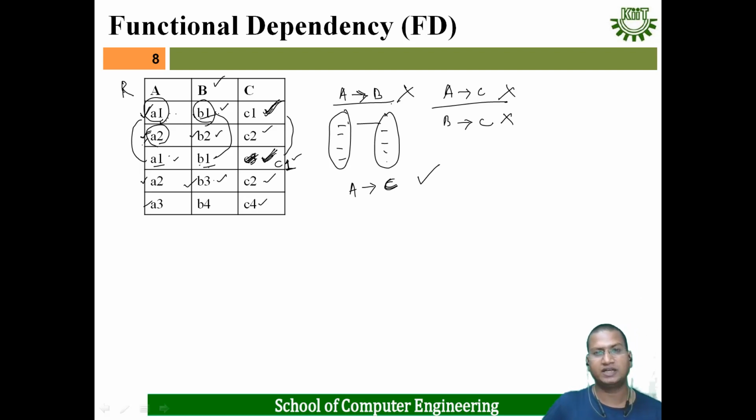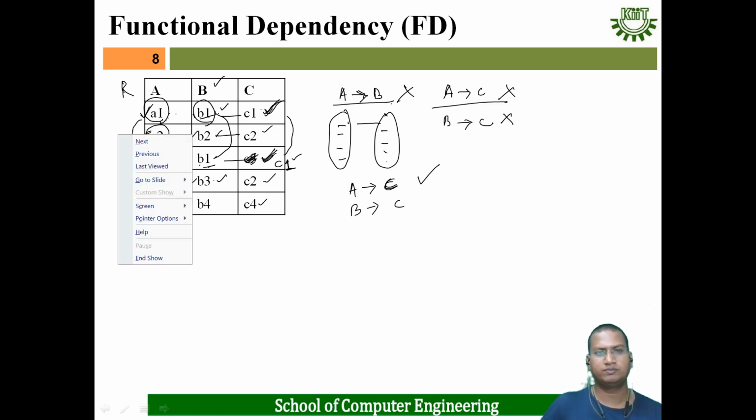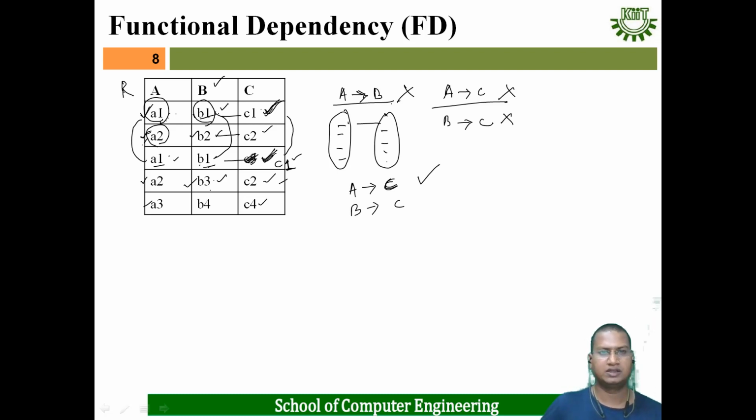Then check whether B is functionally determining C or not. For B1, C1 is there; B1 is associated with C1. Again B1 repeats here, and C1 is present, no problem. Then for B2, C2 is present. Again B2 repeats, no problem. Then for B3, C2 is present. B3 is also a unique value. Then for B4, C4 is present. That means B functionally determines C. This is correct. Now check for AB determining C.